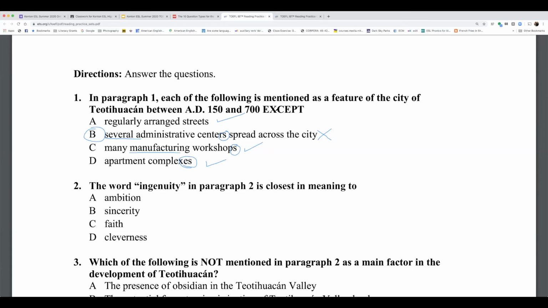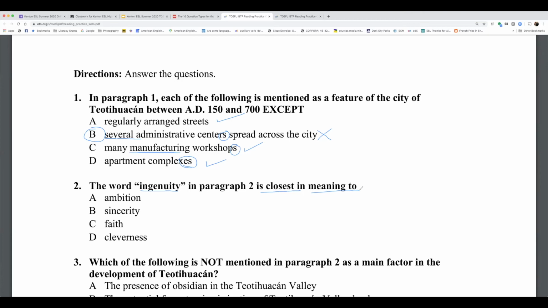Now, the idea here, and again, I'm not trying to scare us, but I'm trying to show us that these particular questions also require attention. We have to pay attention to them. Now, before we leave this topic, look at question number 2. It says the word ingenuity in paragraph 2, which we did not read, is closest in meaning to. Okay, now guys, can you guess what kind of question this one is? What do you think?